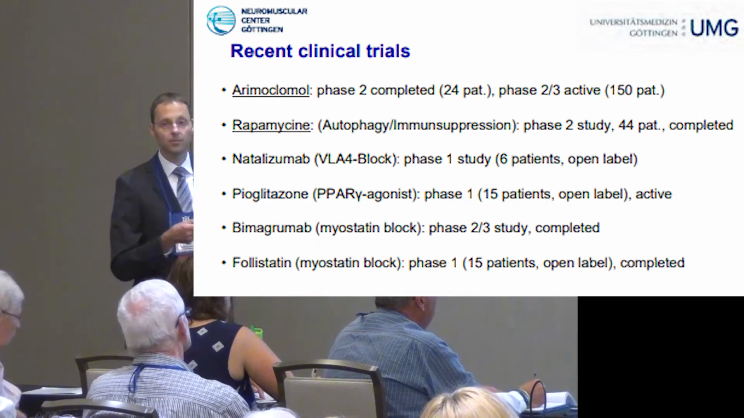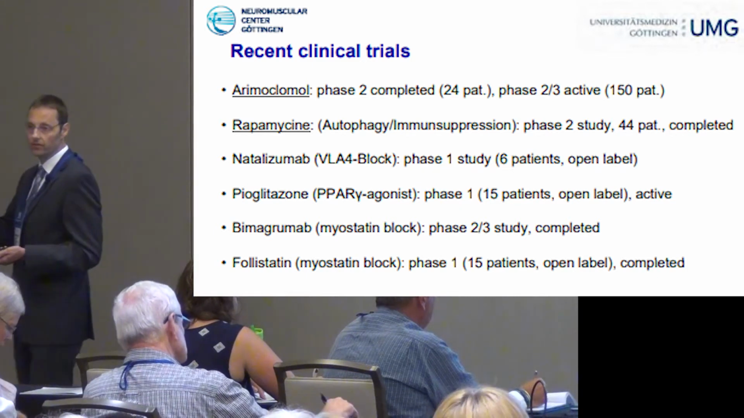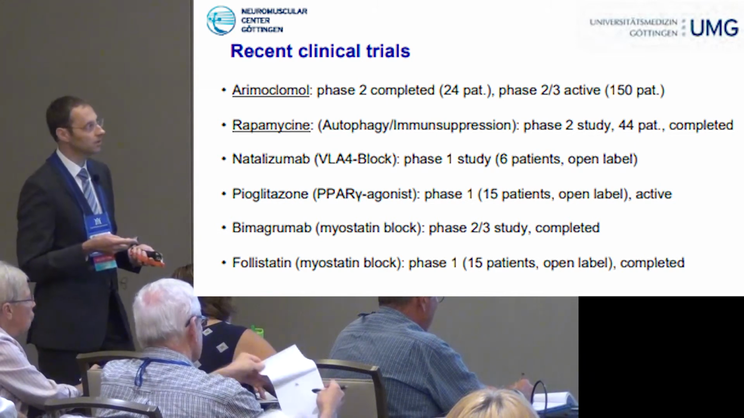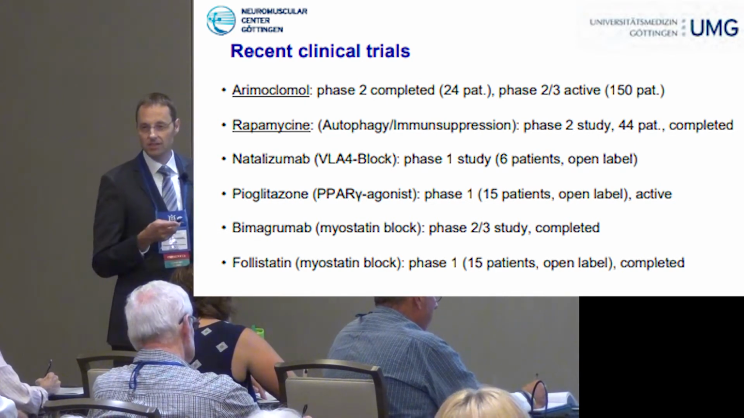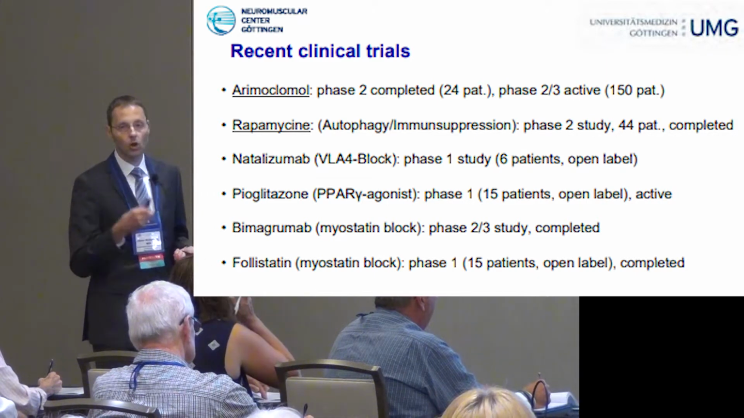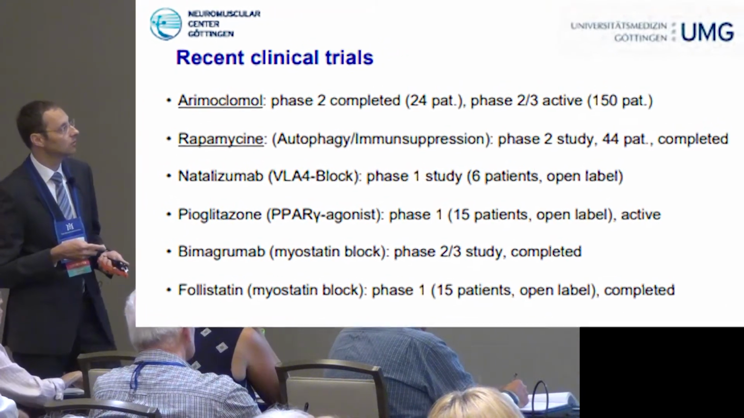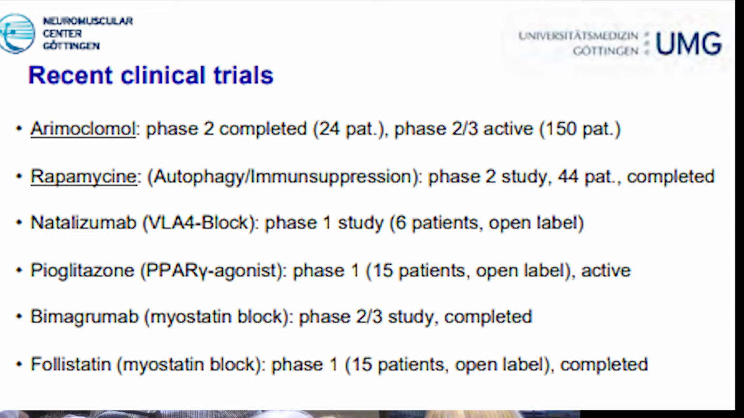Natalizumab, that's a blocker that prevents T cells from going into the brain, and this drug is licensed for multiple sclerosis. There has been a phase 1 study, and I haven't seen the data yet. It's a very, very small, just proof of concept study. Then pioglitazone is currently going on. It's a phase 1 study. It's unblinded. It's currently active, I believe, at Johns Hopkins.